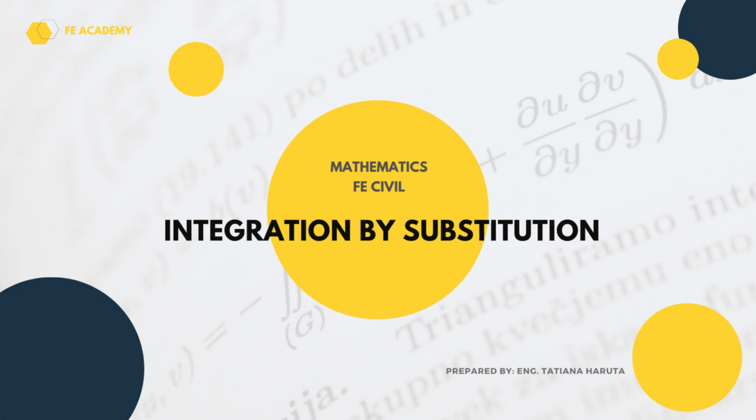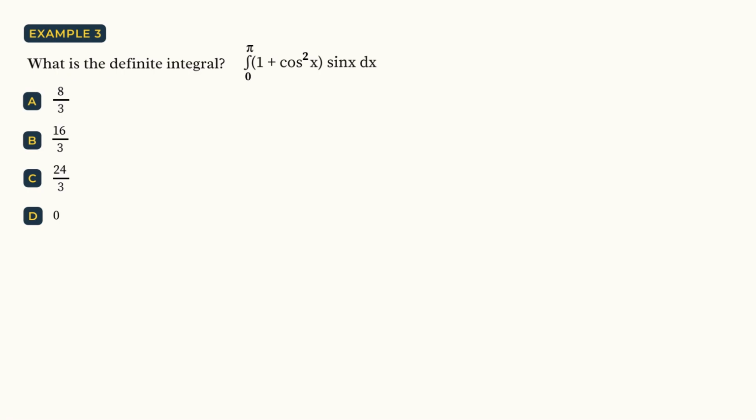Integration by substitution. What is the definite integral? The integral from 0 to pi of 1 plus cosine squared x multiplied by sine x dx. We often use integration by substitution to simplify the process of integration. So the way it works, you substitute one term in your integral, make it equal to u, and automatically you take the derivative of that u. And this should bring your integral to a form that is easy to calculate. Let's go ahead and do that.